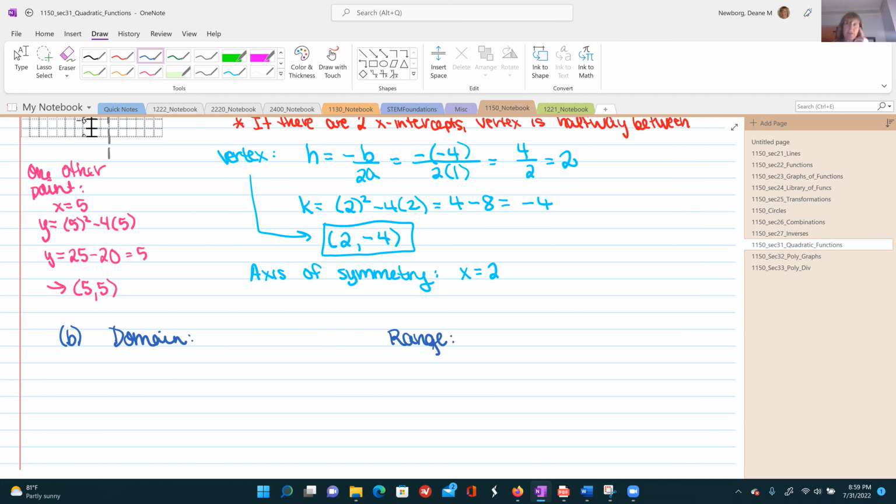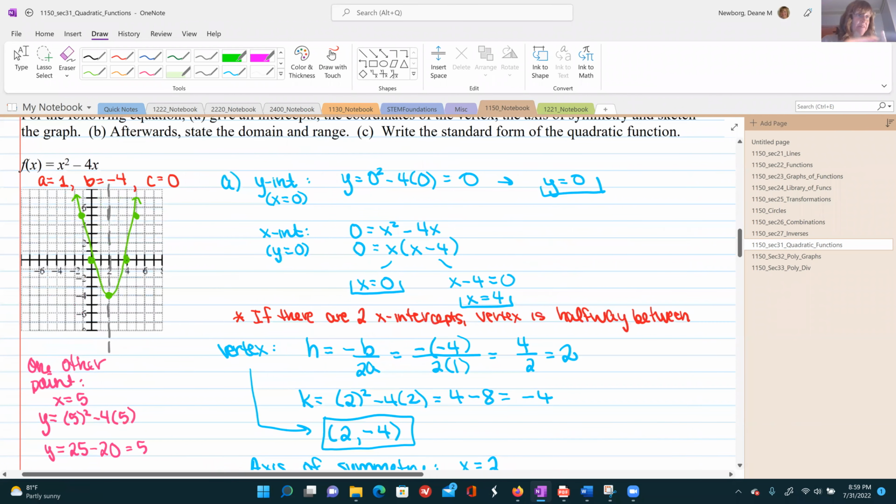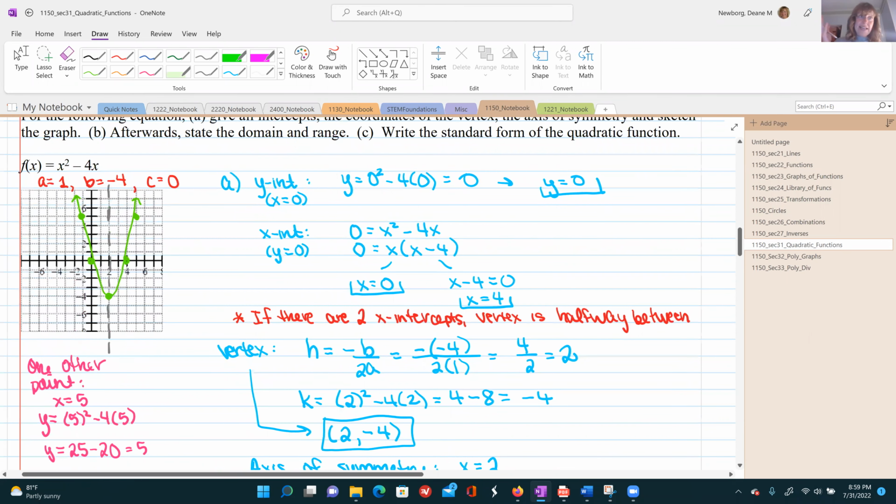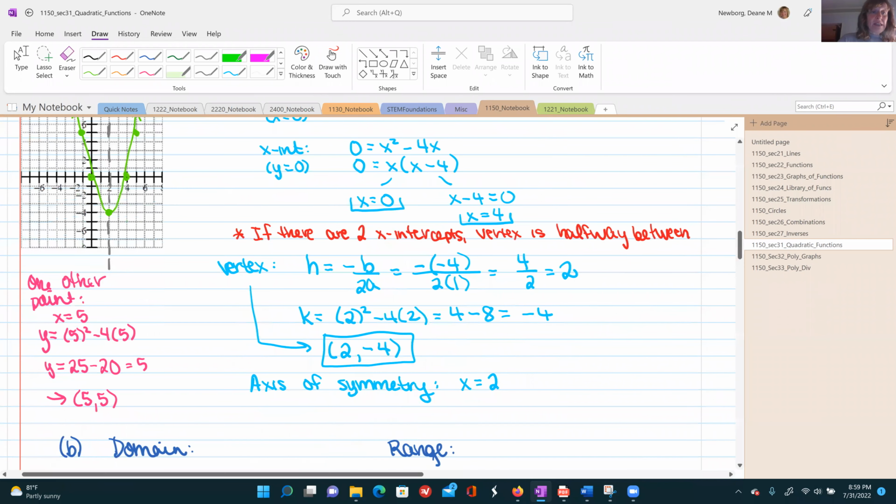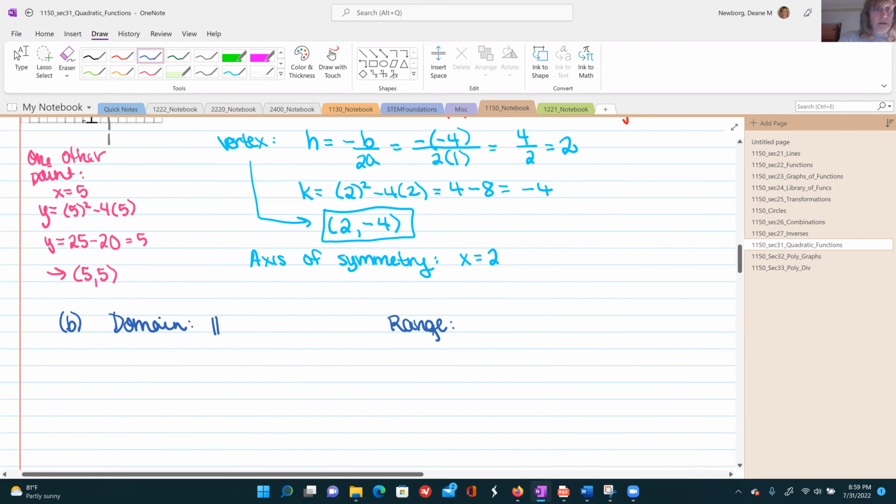So remember, when we're looking for the domain, we just have two things to worry about. No negatives under a square root, but when I look at that function, there's not a square root in there or fourth root or anything. You also can't have 0 in the denominator. Well, there's not even a fraction, so there's no denominator. So the domain is all real numbers or negative infinity to infinity. So just to note, this is always the domain of a quadratic function.